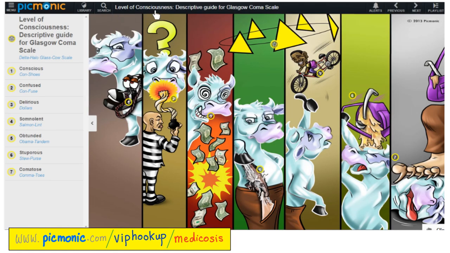Let's review levels of consciousness, which is a descriptive guide for Glasgow Coma Scale from Picmonic. Okay, these are the levels of consciousness. First, you are conscious. Great. Next, you're confused. Here is confuse. Then you become delirious. Here is the dollar. And then somnolent. Here is the salmon. And then obtunded. Obama tandem. Stuporous. Here is the stew purse. And last, you are comatose. The comma toes.